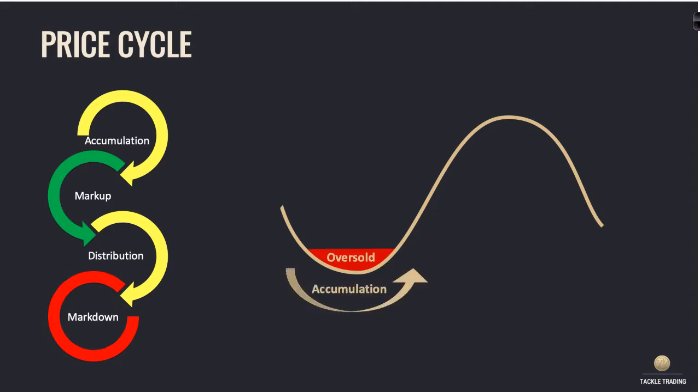And it goes through a period of accumulation where people buy a bunch of it. And they buy up the available inventory. And then if the demand remains, prices will continue to rise. And that's called the markup phase.